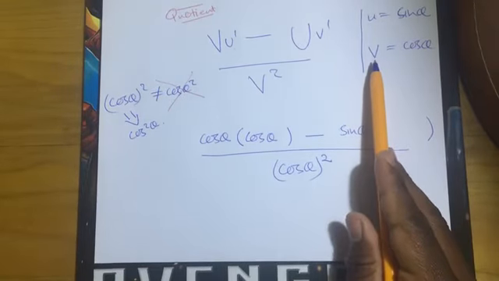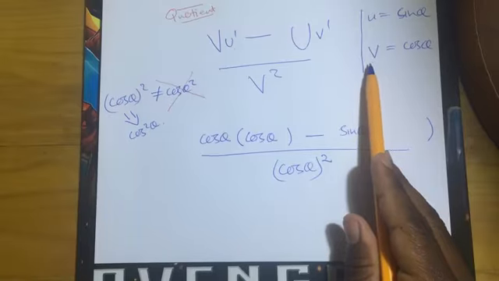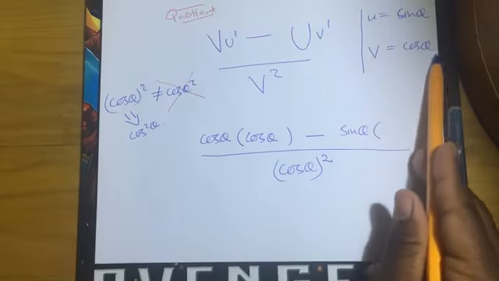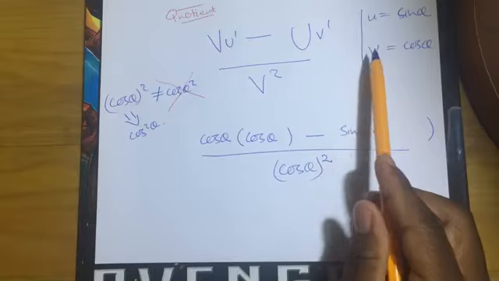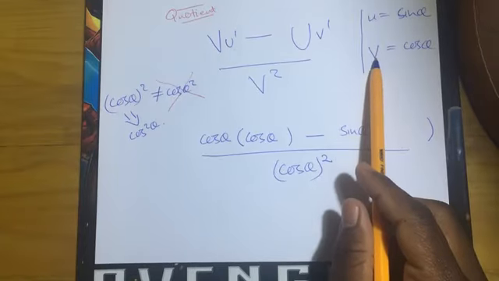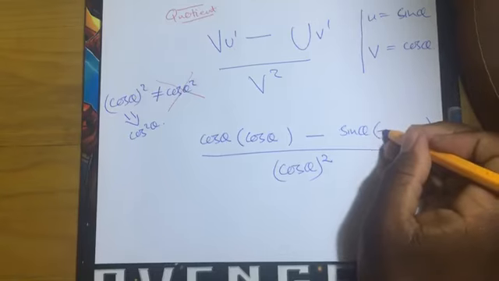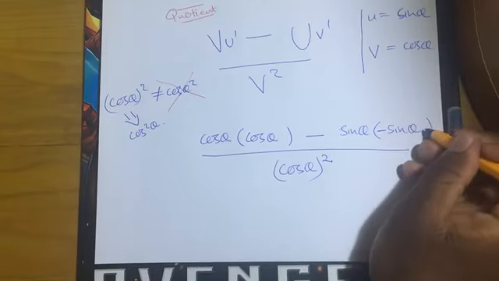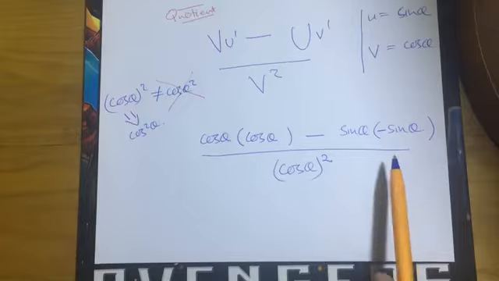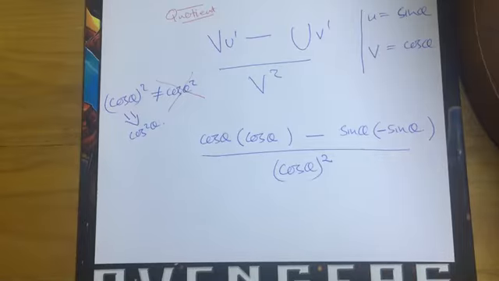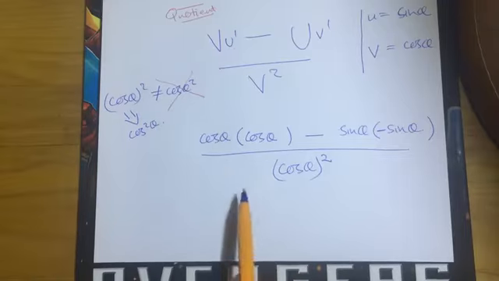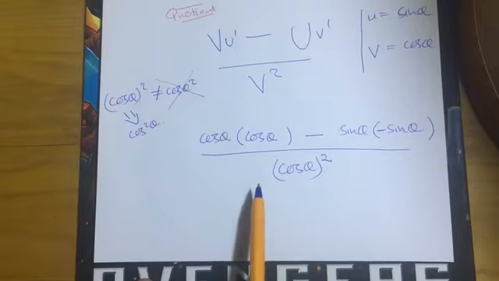V, cos theta. The derivative of v, which is v prime, is going to be negative sine theta. So this is going to be negative sine theta. For those that are not familiar with theta, we can still do it with x. It doesn't matter. Believe you me, theta and x.